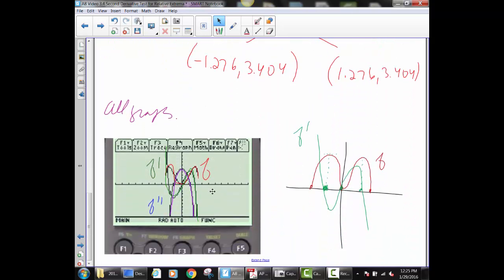If you look at all three graphs together, what you will notice, let me just look at f, which is the red graph, and f prime, which is the green graph. You'll notice that whenever f prime is positive, i.e. above the x-axis, f is increasing. As soon as f prime is negative, f is decreasing. F prime is positive again, so f is increasing again, and f prime is negative from here to here, hence f is decreasing.